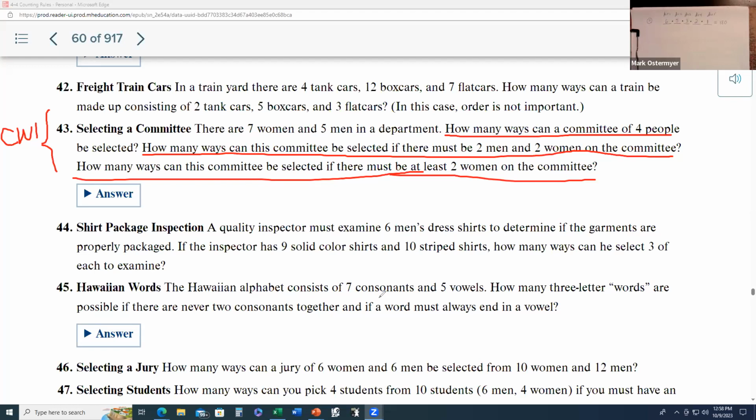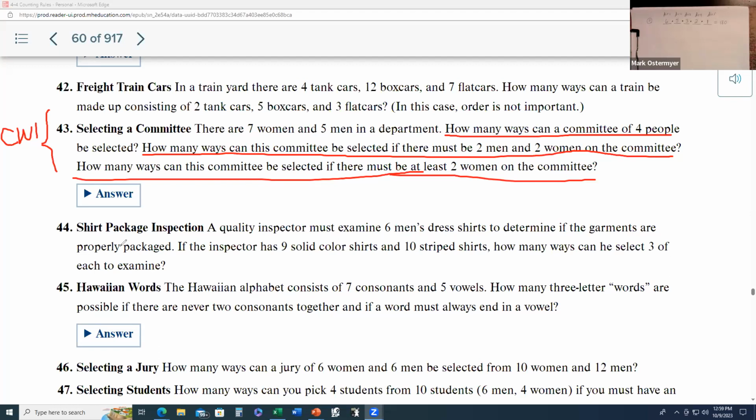Okay, so let's take a look at this. Again, there are 3 questions for this problem. There are 7 women and 5 men in a department. How many ways can a committee of 4 people be selected? Now, it does not appear that order matters here, because there really is no distinction as to what type of benefits a person would receive if they're selected in a certain order. There's really nothing to mention here, so order does not matter.